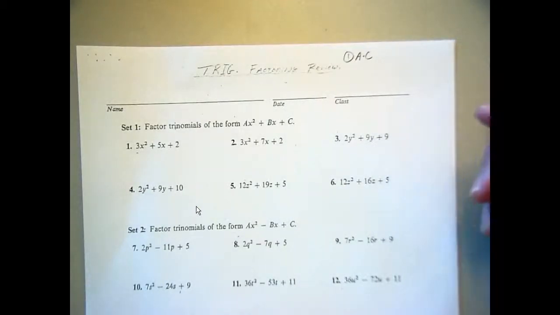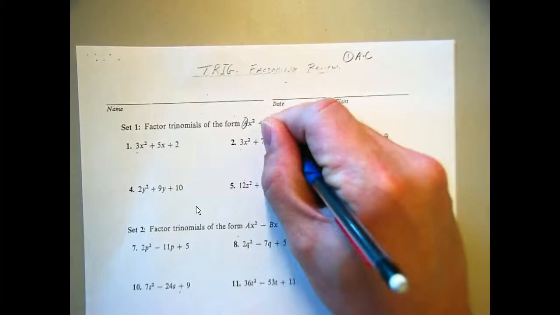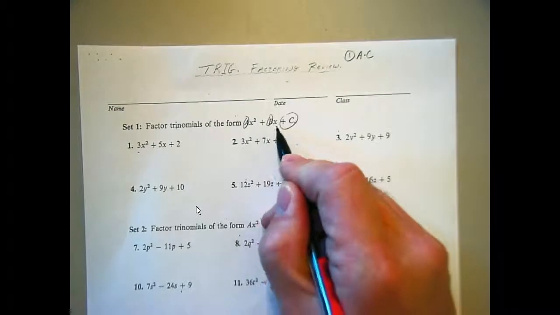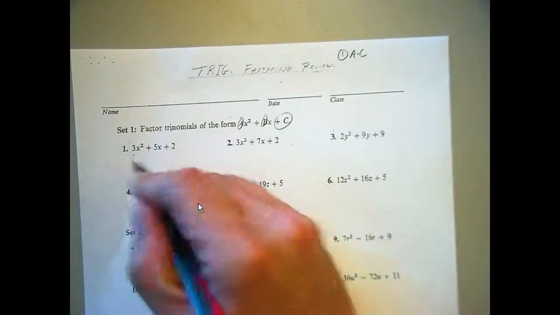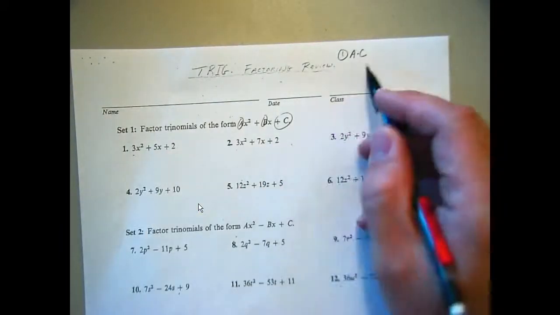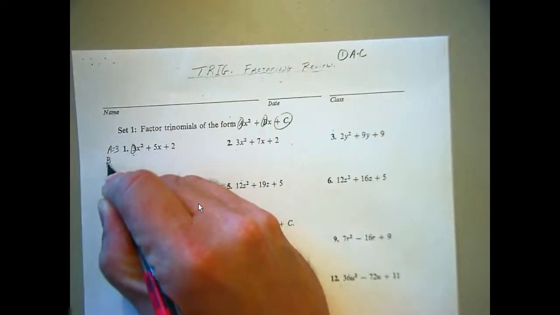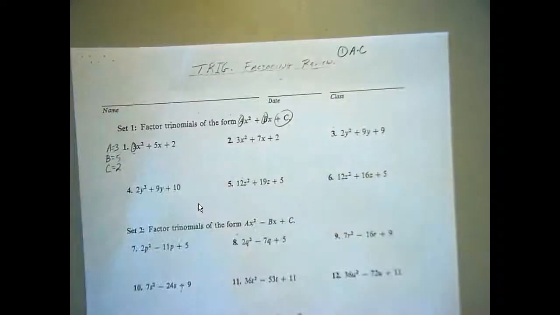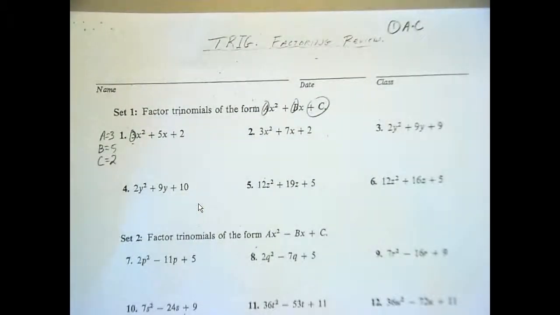So in order to understand how to multiply A and C, you actually have to know what A and C are. Okay? So using this form, A, B, and C, notice that the A is connected to the x squared, it's the coefficient, B is connected to x, and C doesn't have any variable by it. So if I'm going to actually work through number 1 as we're doing this, if I'm multiplying A by C, A is 3, B is 5, and C is 2. Now if you're like, well, isn't A 3x squared? No, it's not. We don't include the x squared. It's just 3. B is 5, C is 2.